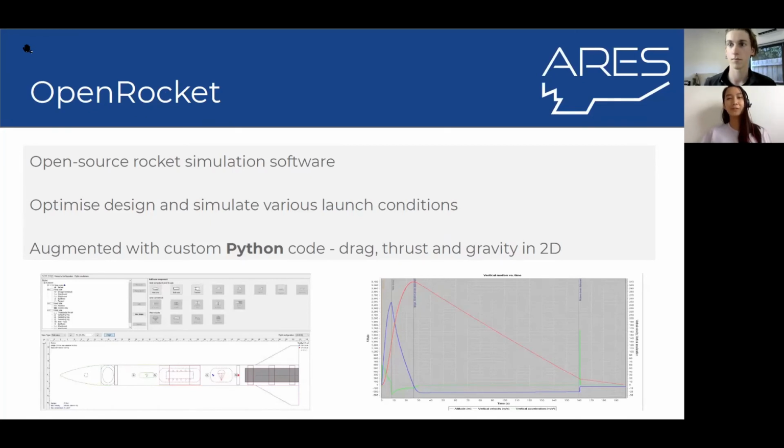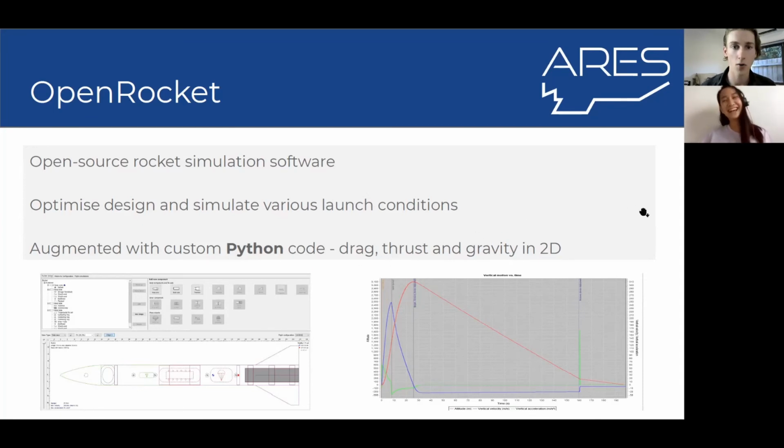Awesome. So this is what we'll be touching on for our next workshop. We're going to be spending 2 weeks working with OpenRocket, but it's essentially a simulation software that you can use Python alongside with it to customize it. I'm not too sure what that last point means with drag, thrust, and gravity in 2D. Sorry, I'll help you there, Anne.